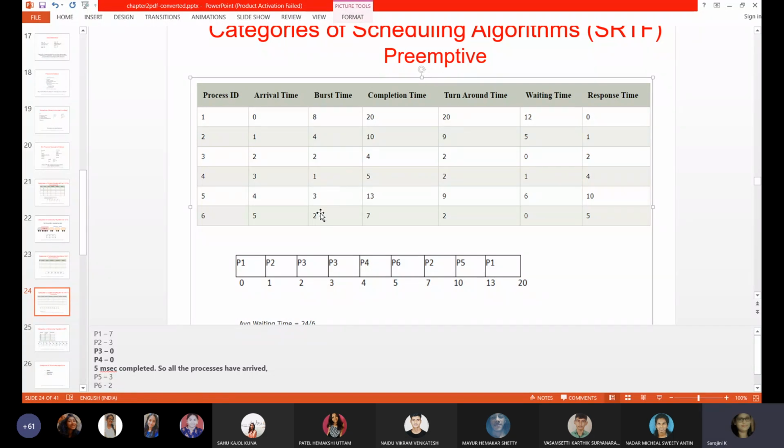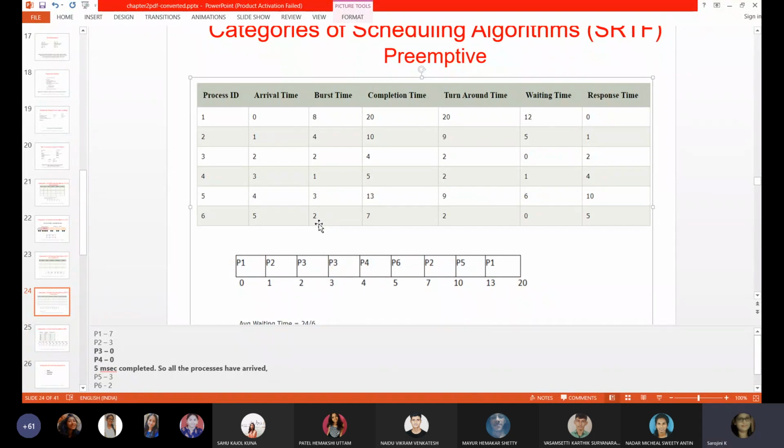Because these two processes arrived newly, they did not even use the CPU once. So this is as it is, 3, 2. And this is 7, 3. So 7, 3, 3, 2. Which will be selected? Process P6, because only now it has the shortest burst time.